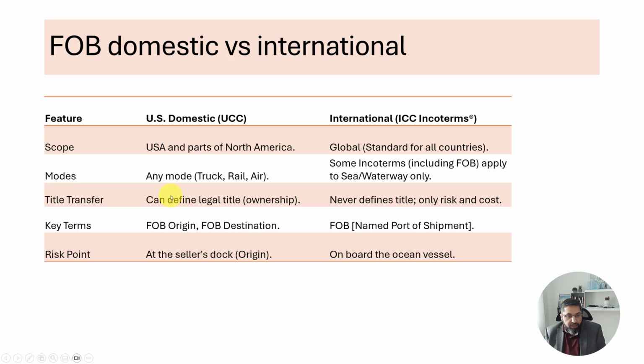FOB domestic does define legal title ownership, so prepaid versus destination does specify when the title changes. The international shipping terms are not associated with the title, but associated with risk and cost. Who bears the risk? Bearing the risk is kind of like ownership, because if something goes bad, it's your responsibility. And who bears the cost? But they don't define the title, because that could depend on other international laws and regulations.